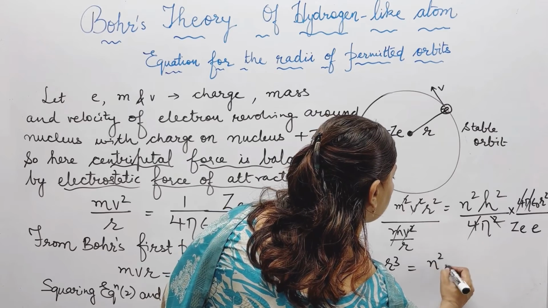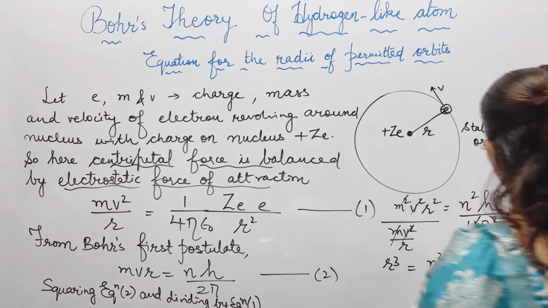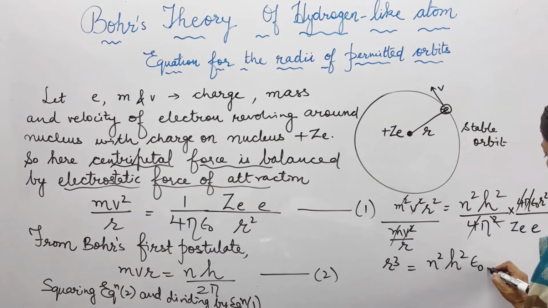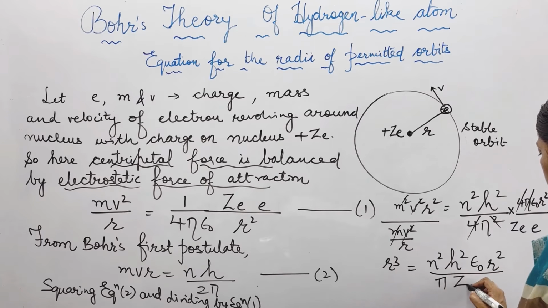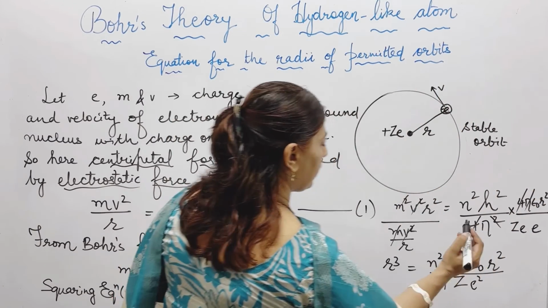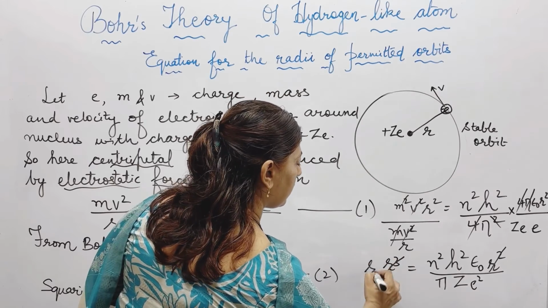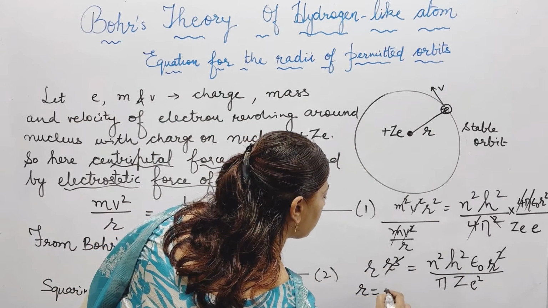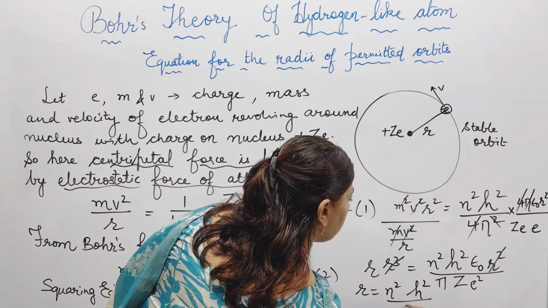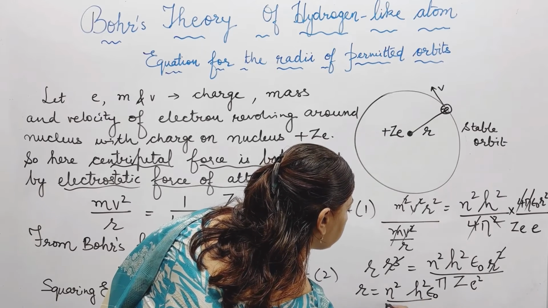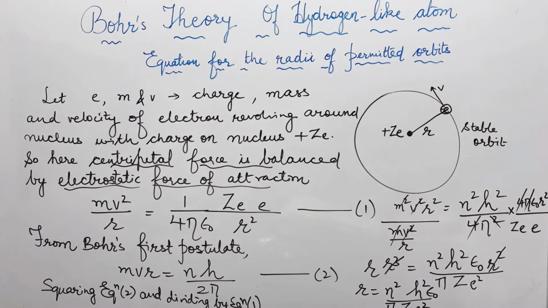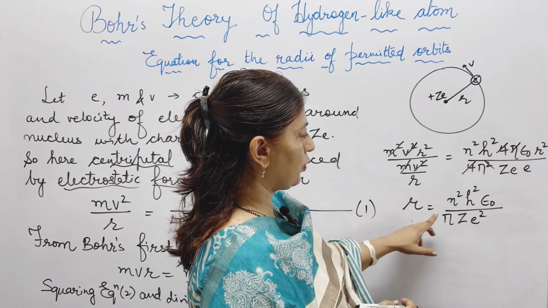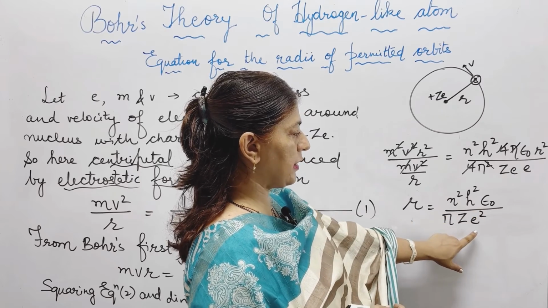This is equal to n square h square epsilon naught r square divided by pi z e square. Also, this r gets cancelled, and we have r equal to n square h square epsilon naught upon pi z e square. So the radius is equal to n square h square epsilon naught upon pi z e square m.